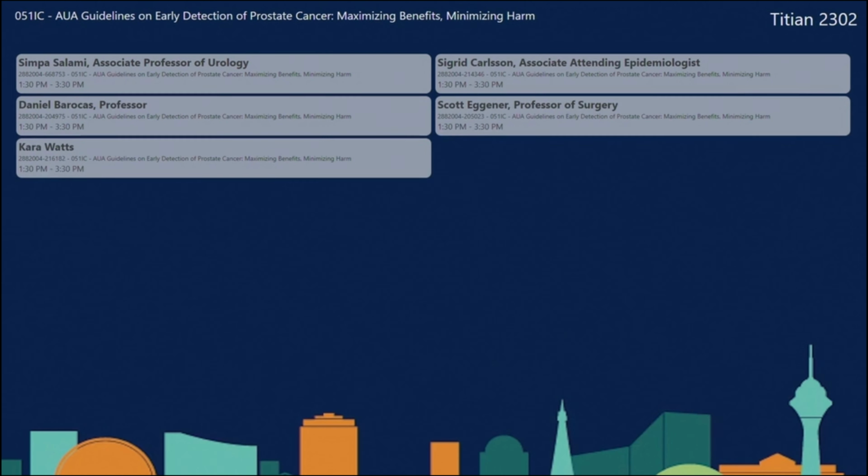Okay. I have a question online, a bit out of scope for the topic. However, do you routinely use biomarkers before active surveillance?